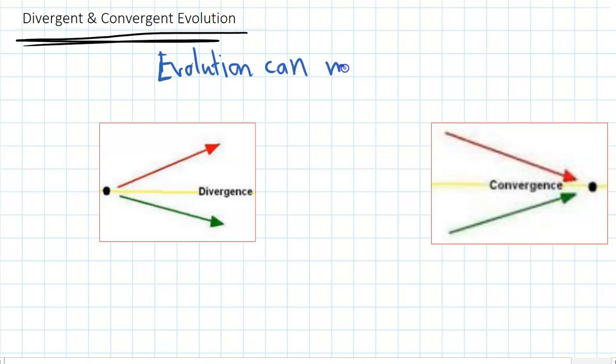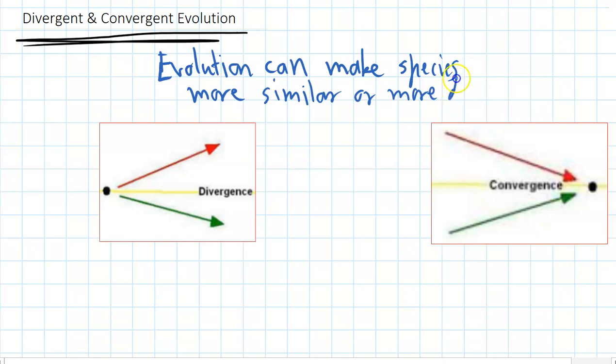So evolution can make species more similar or more different. And that is the big idea for this video. And scientists have given names to these two different types of evolution.